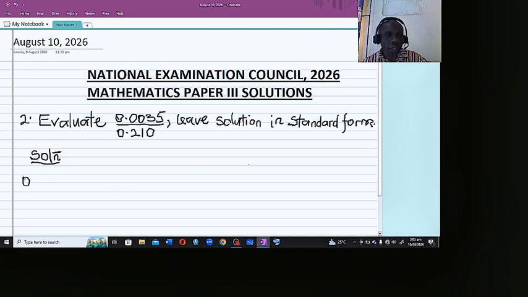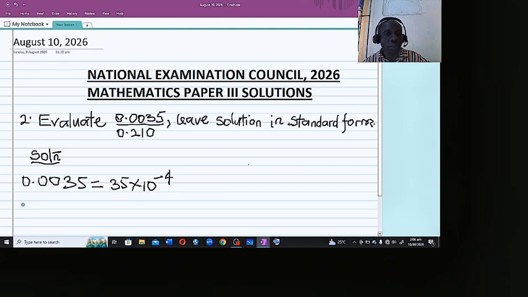The first one, the numerator, is given as 0.0035. So we have that, okay? We can change that into a whole number and do away with this. I just move the decimal point 1, 2, 3, 4. So I end up having 35 multiplied by 10 raised to power negative 4, because I actually moved the decimal point 4 places to the right.